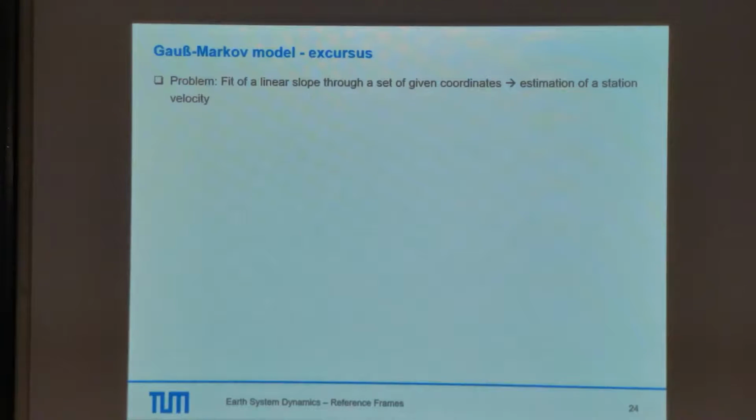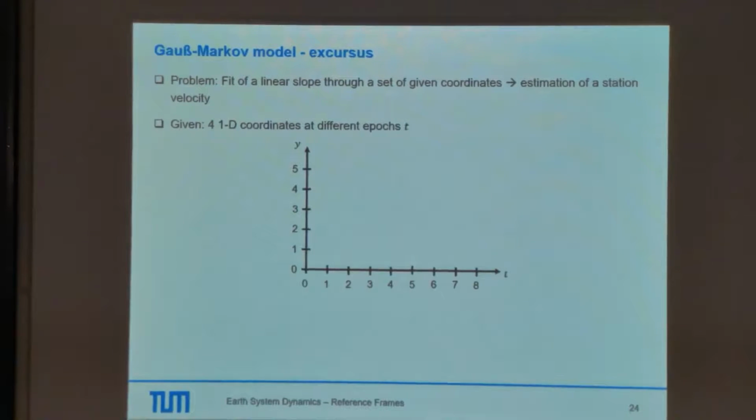What we want to do is fit a linear slope through a set of given coordinates. This is the same as what we would do by estimating station velocity. So what you have is a time series of station coordinates, in this case 4 different observations. So you have 4 different one-dimensional coordinates at different epochs t. Yeah? So it's a really simple problem. We have 4 observations here: 1, 2, then 2, 1, 3, 4, and 4, 3.